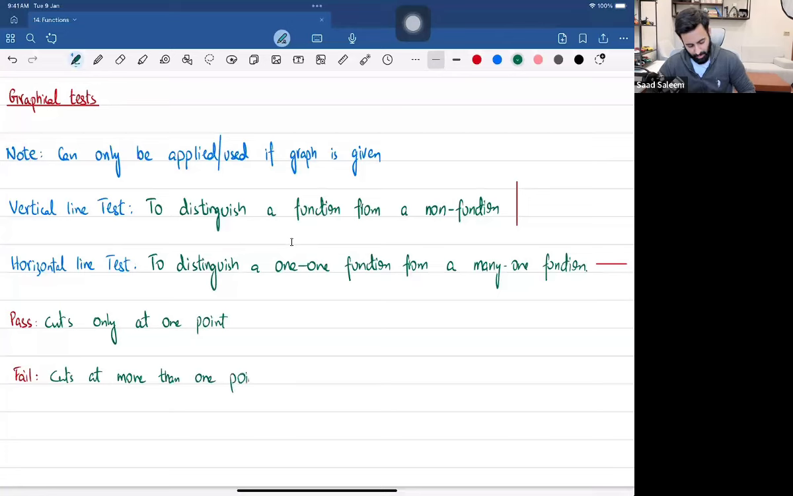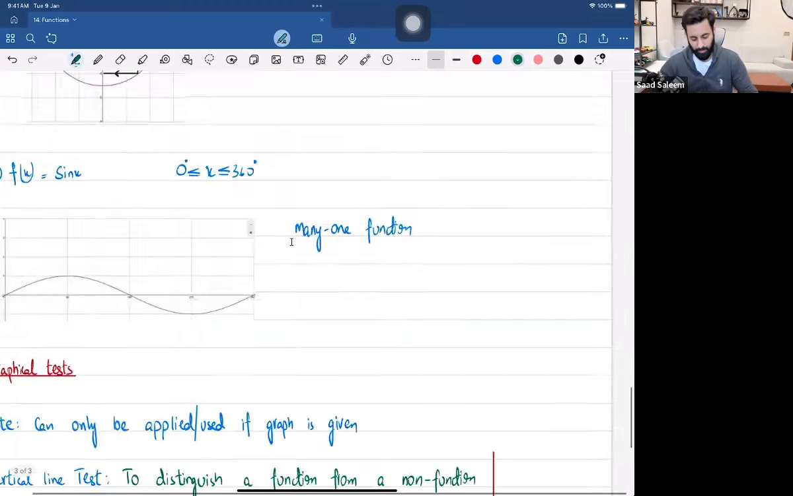Okay, so these are the conditions, or you can say the grounds on which we say it has passed or it has failed.